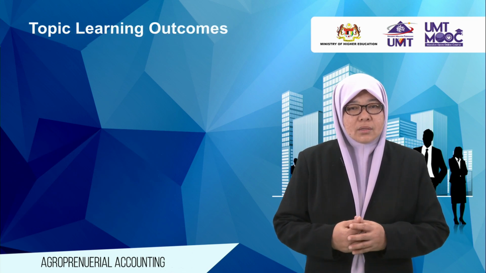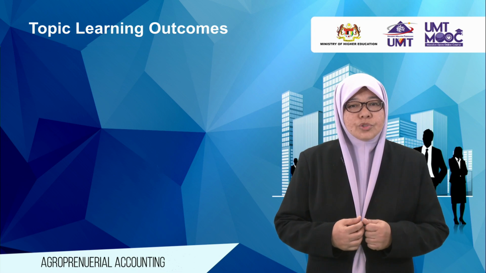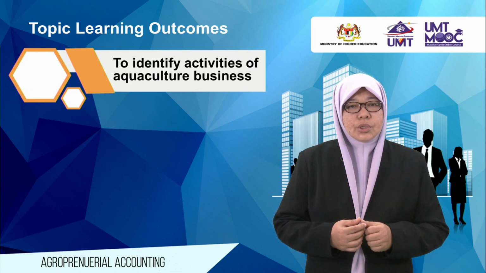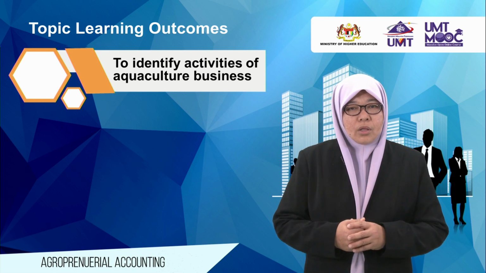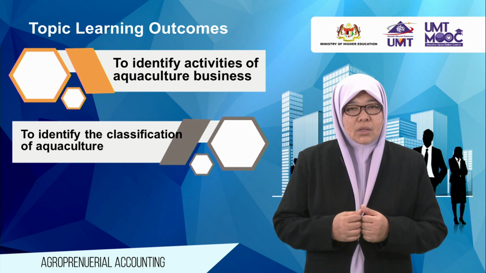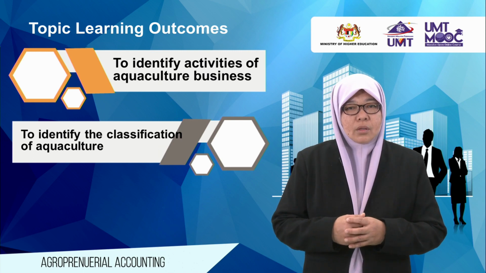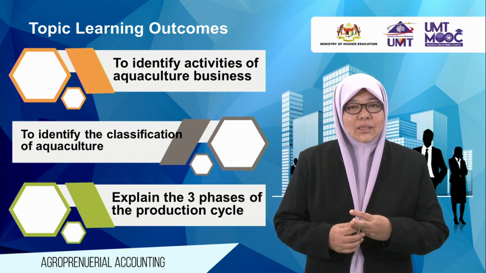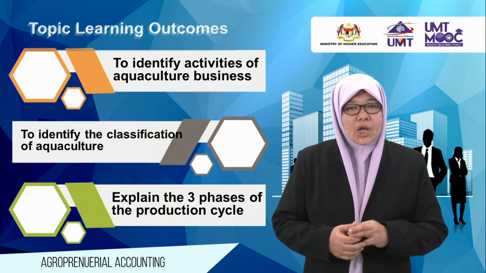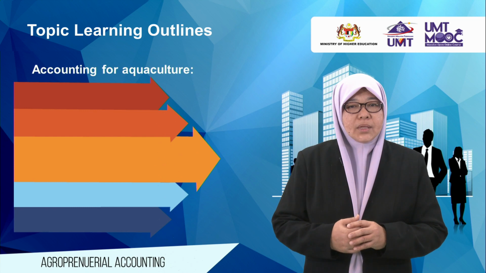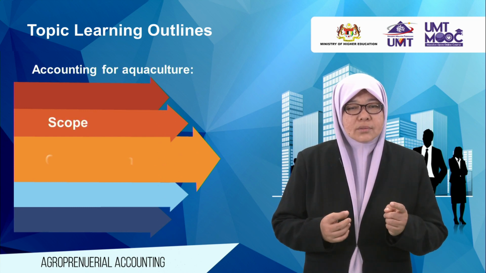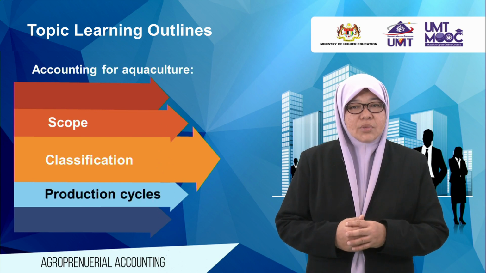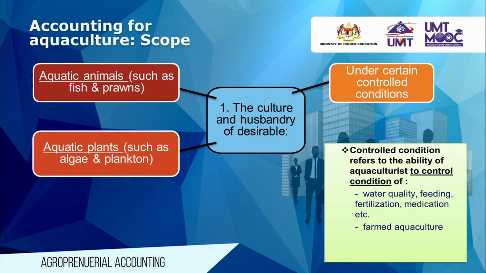How am I going to do this? Well, we are going to cover a few issues in the industry, but let me introduce to you the industry itself. You have to know the definition of aquaculture, and we should know the scope of the accounting standard that deals with the aquaculture. Finally, we are going to learn about the 3 phases of production life cycles of aquatic animals. So the outline for today's presentation will be discussion on scope, classification, and production life cycle of aquatic animals or plants. Okay, let's begin. What is aquaculture?